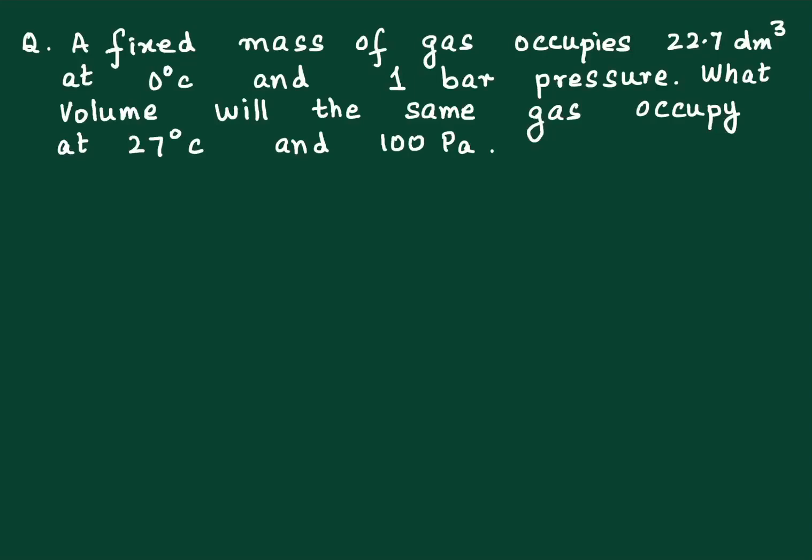It says: a fixed mass of gas occupies 22.7 decimeter cube at 0 degrees Celsius and 1 bar pressure. What volume will the same gas occupy at 27 degrees Celsius and 100 Pascal pressure? When we say same gas, we mean we are not changing the constitution of the gas, nor are we adding or removing any gas. So work it out yourself. Let me know your answers.